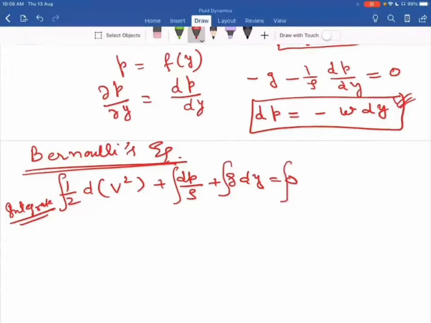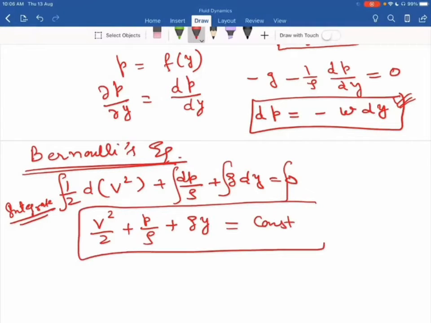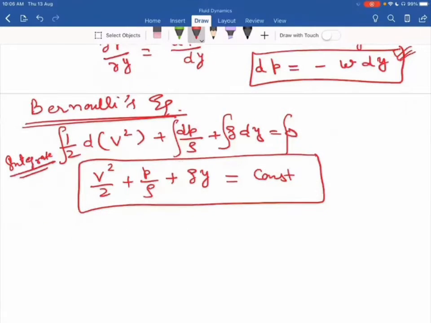When I integrate the first term, it becomes v square by 2. The second term is p by rho. The third term plus gy is equal to constant. So this is one form of Bernoulli's equation: v square by 2 plus p by rho plus gy equal to constant. Each term represents energy per unit mass.